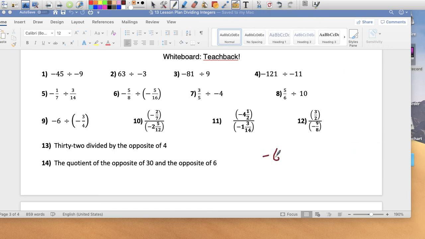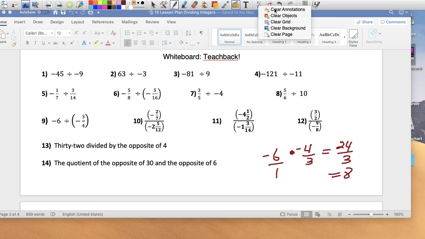Number 9, negative 6 times, right, I'm going to multiply it by the reciprocal, which is 4/3. Let's put the 6 over 1. Negative times a negative is a positive, and 6 times 4 is 24 over 3, which is 8.